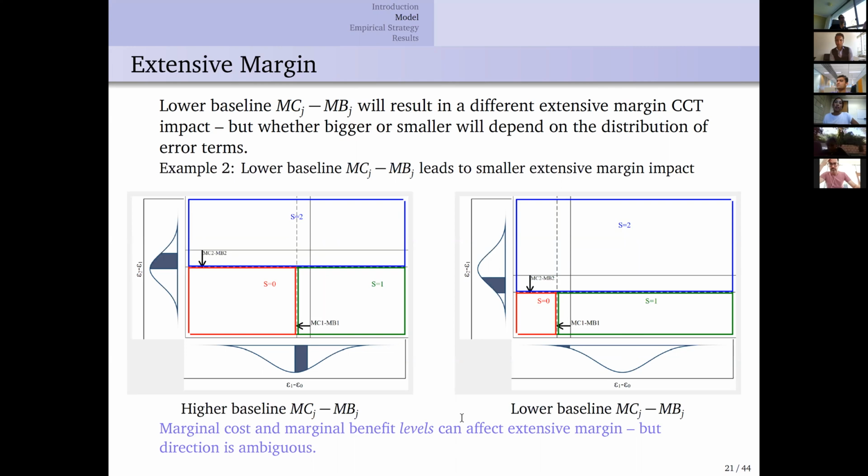And so again, just to reiterate, these marginal cost and benefit levels can affect the extensive margin, but the direction is ambiguous. There are some cases where higher marginal benefits are going to lead to a larger PROGRESA effect, other cases where the opposite is going to be true.